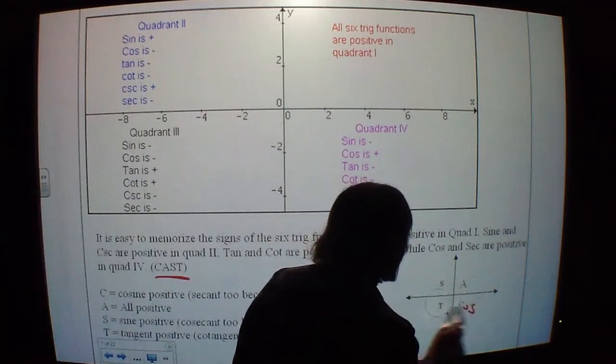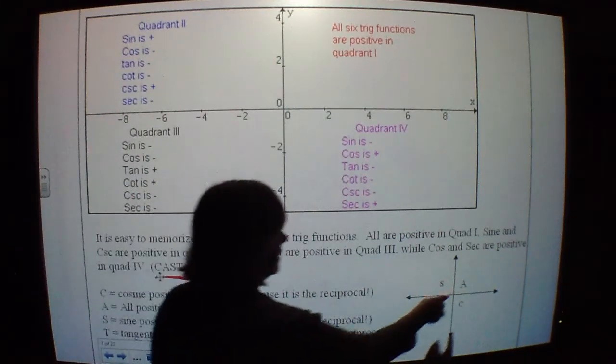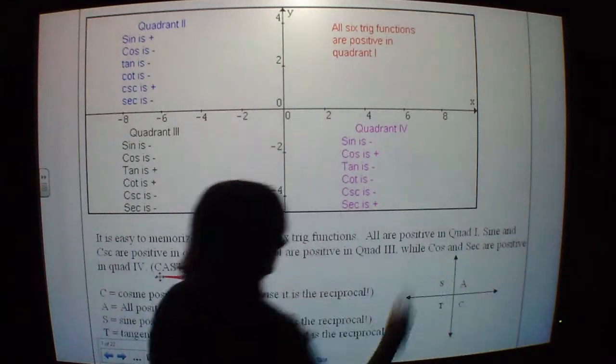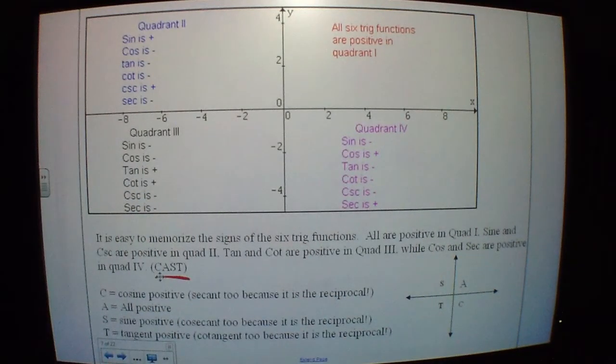Another way sometimes people remember is "All Students Take Calculus." So first quadrant A, all. Second quadrant S, for students and sine. Take, tangent, calculus, cosine. Okay? And remember its reciprocals will be the same sign. So you need to know that.